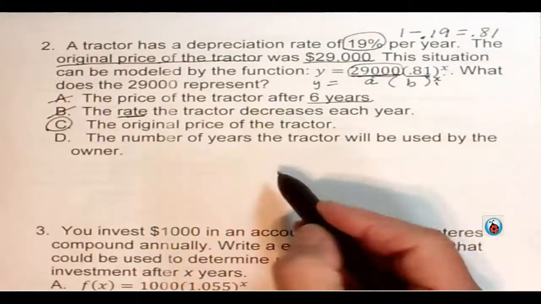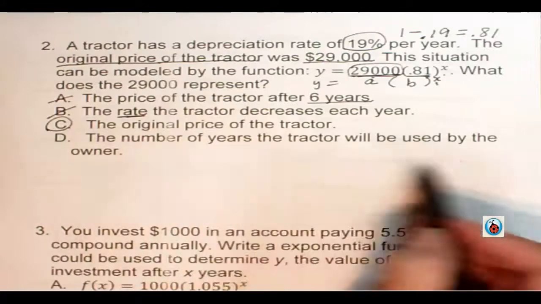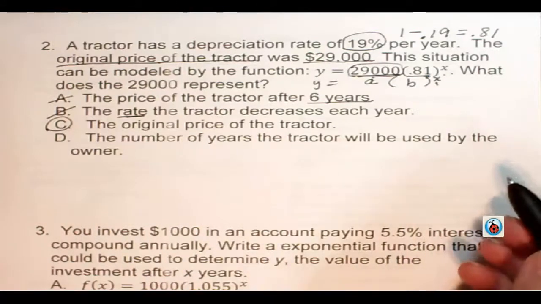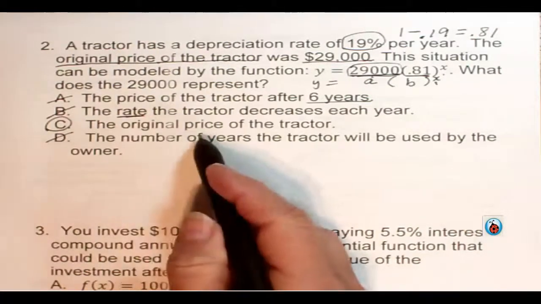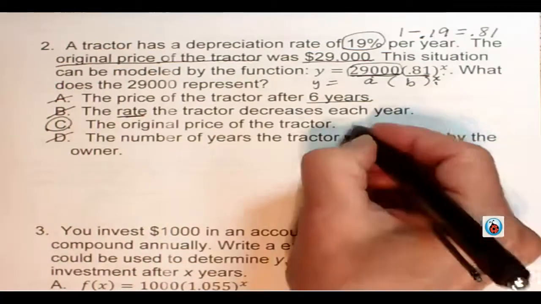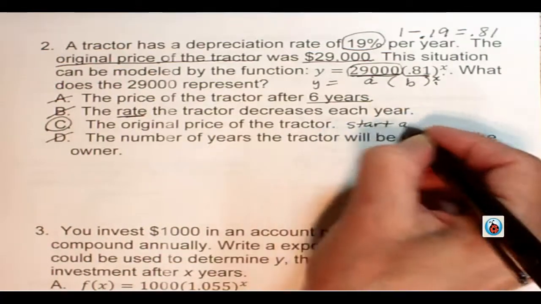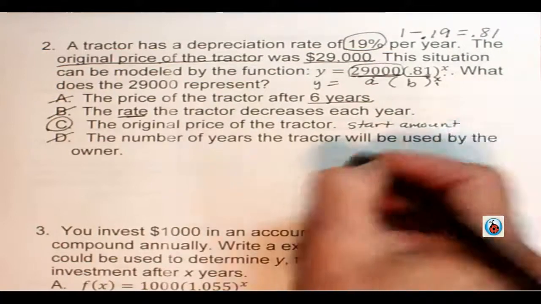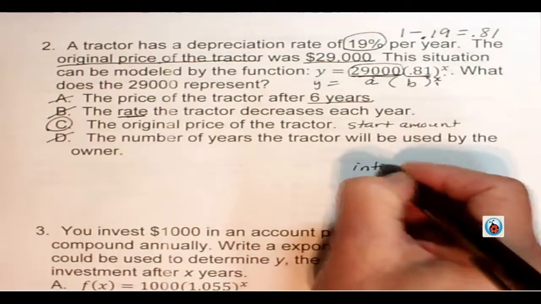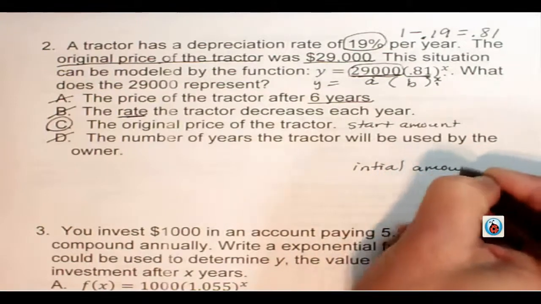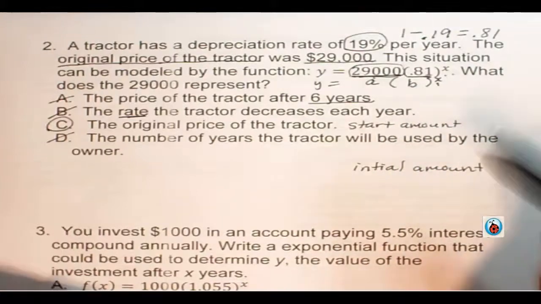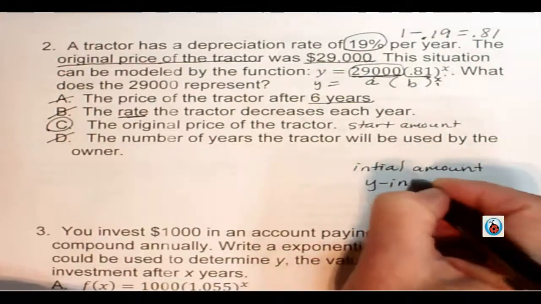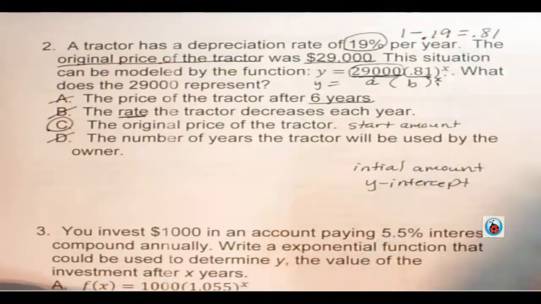But I'm going to go and read the last one just in case. The number of years the tractor will be used by the owner. Do we even know? Nope, we don't know how long they're going to use it. Okay, now this could be reworded, and this could say the start amount, or they might say initial amount. Okay, so when you're looking at these problems, the A value is your starting amount, your initial amount, the y-intercept. Okay, we'll be talking a whole bunch more about the A being the y-intercept next week.